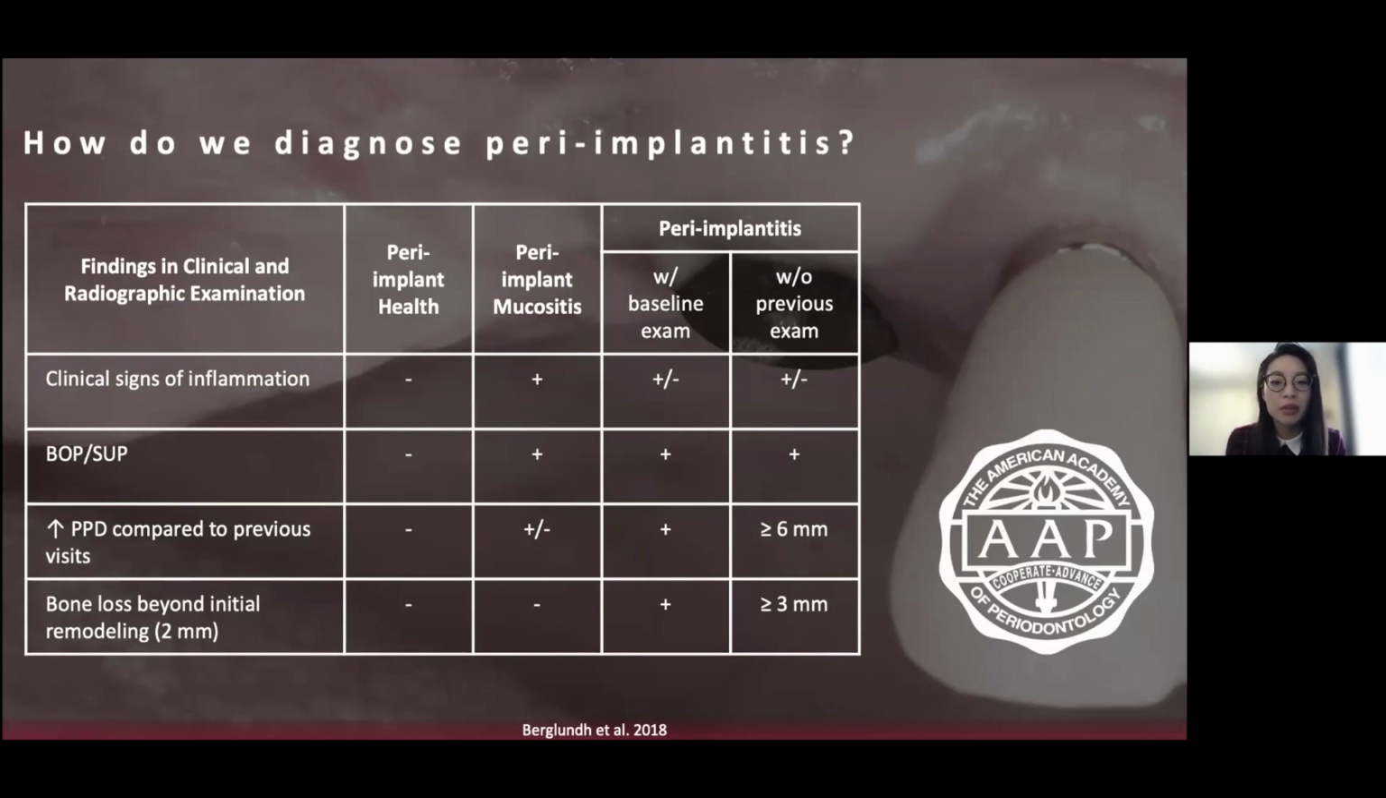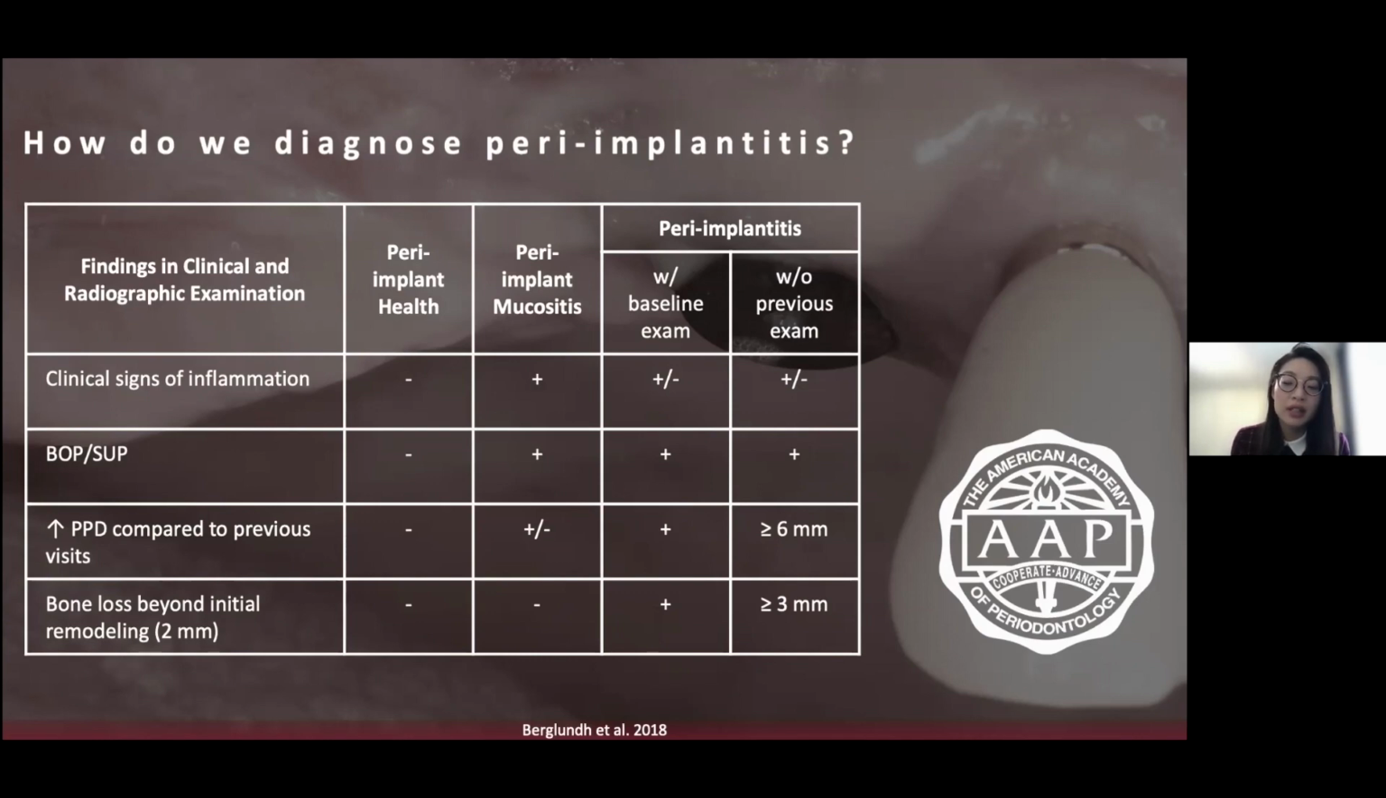For peri-implant mucositis, we may see signs of clinical inflammation like erythema and swelling of the soft tissues, or bleeding on probing or suppuration, and likely increase in probing depths, but there is still no bone loss beyond the initial remodeling threshold. As for peri-implantitis, we see clinical signs of inflammation, but we also see bone loss around the implant radiographically and clinically. And so you can diagnose this in 2 ways.